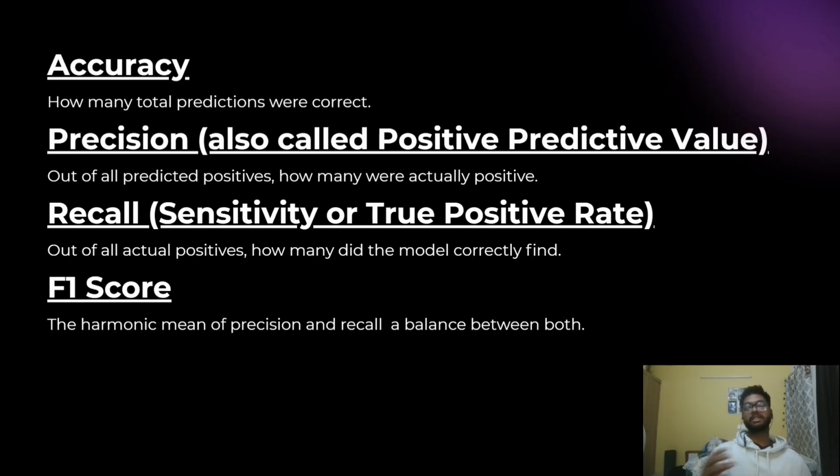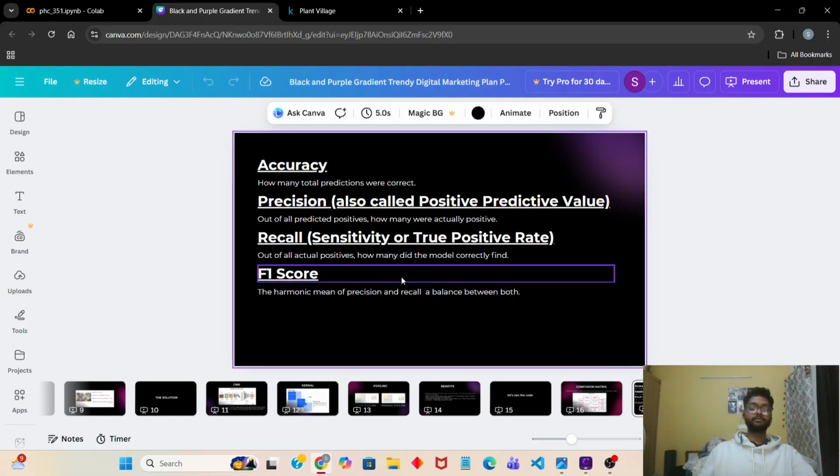Now, let's understand these ratios. Accuracy shows us how many total predictions are correct. Precision shows us, out of all predicted positives, how many were actually positive. Recall shows us, out of all actual positives, how many the model correctly found. And F1 score is the harmonic mean of precision and recall.